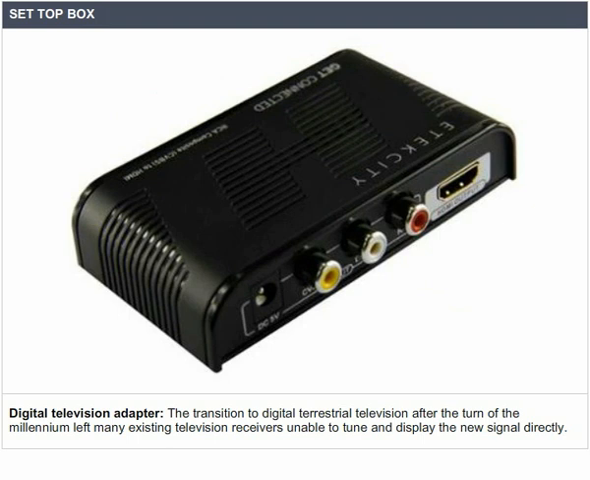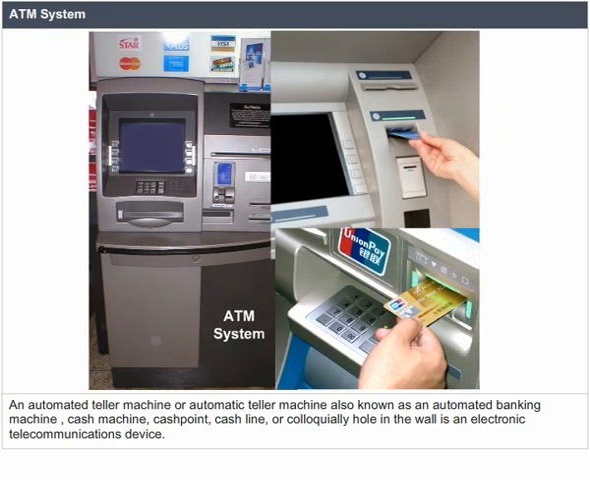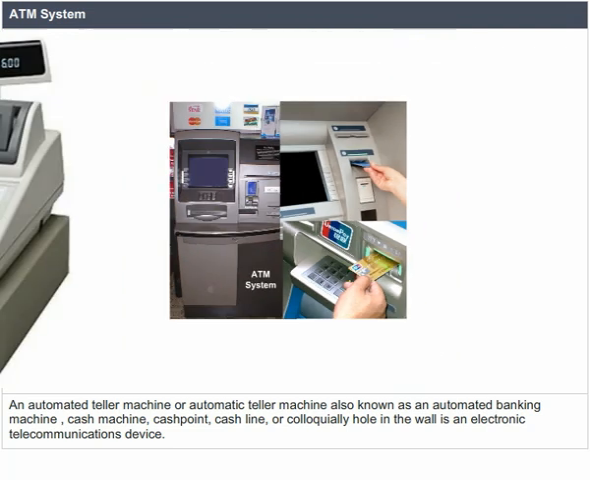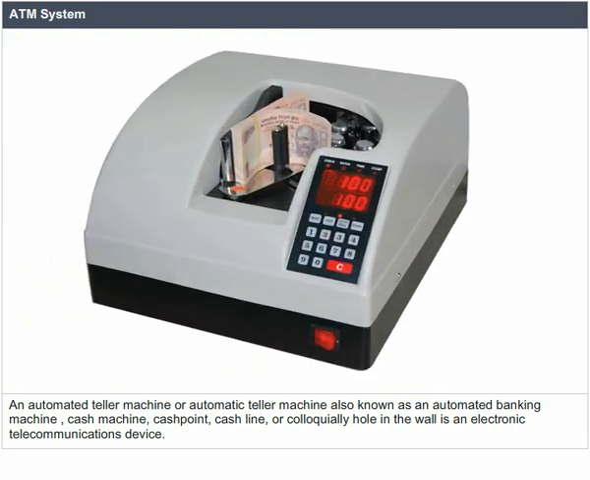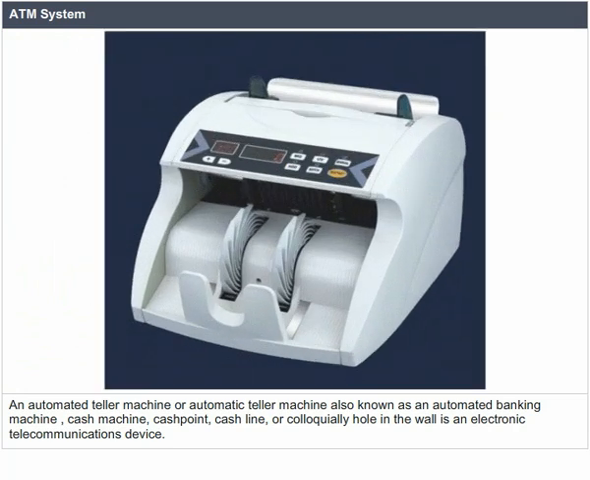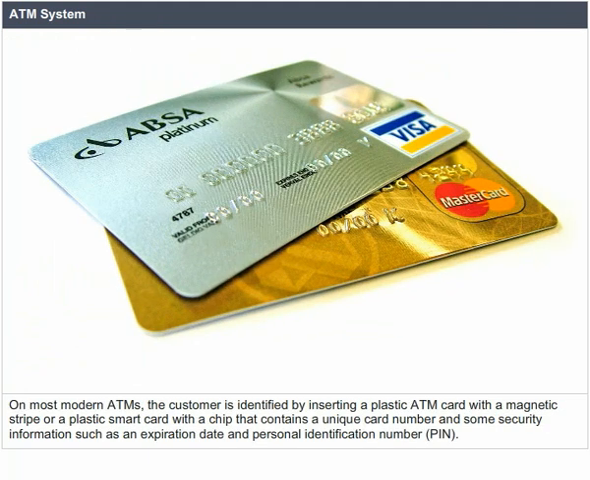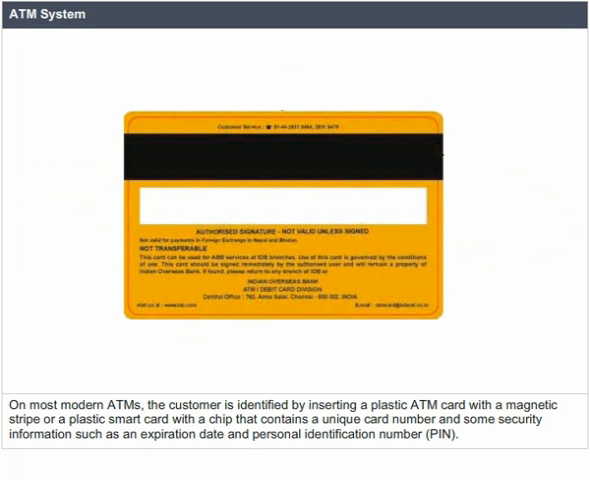ATM system. An automated teller machine or automatic teller machine, also known as automated banking machine, cash point, cash line, or colloquially hole in the wall, is an electronic telecommunications device. On most modern ATMs, the customer is identified by inserting a plastic ATM card with a magnetic stripe or a plastic smart card with a chip that contains a unique card number and some security information such as an expiration date and personal identification number, PIN.